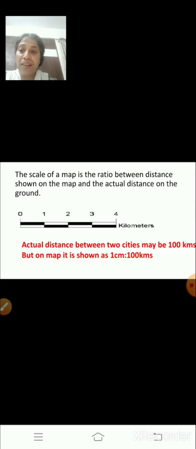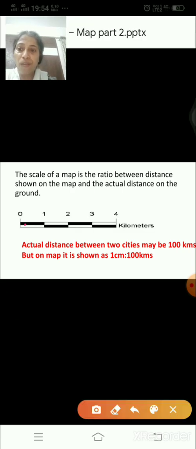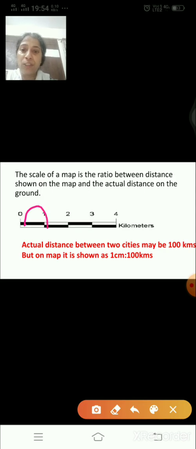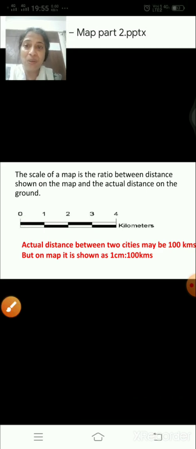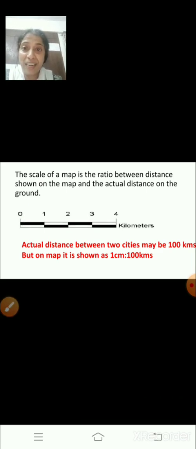The scale of 1 centimeter to 100 kilometers is shown here this way. This is called a linear scale. Is it clear, students? So today we have learned elements of a map.